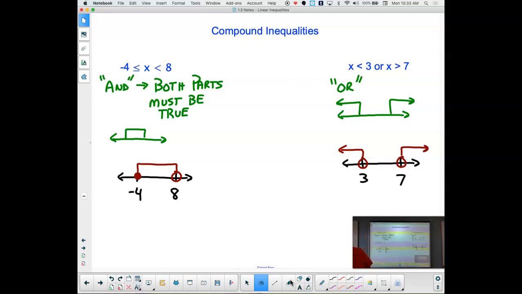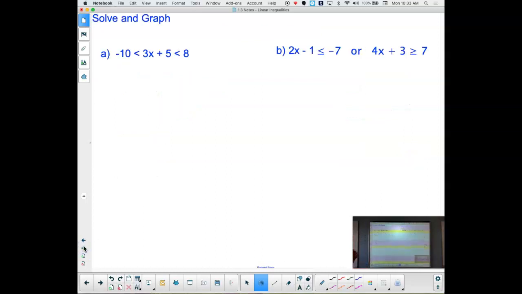Let's put them to work. Let's do two of them. So now, when you're dealing with an AND type, instead of doing what you do on one side, you do on the other, because now I've got three parts. So what I do in one part, I want to get rid of that 5. I've got to do on all parts.